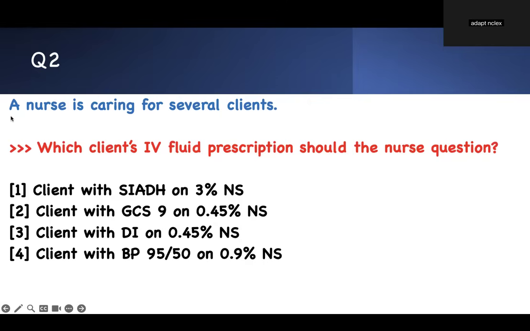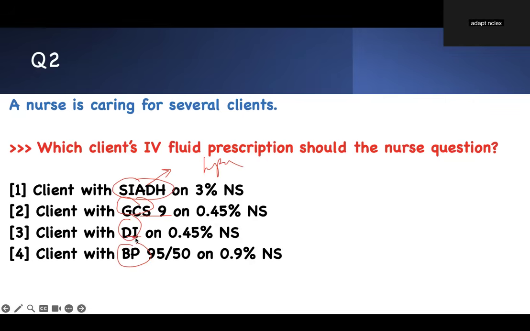So try this question, put down your answer, and let me know. SIADH, what do you think is associated with this condition? GCS of 9, what do you think is associated with that? And diabetes insipidus with low blood pressure. SIADH, that's what? Hyponatremia. And this is due to dilution. A low GCS will have cerebral edema, and we want to use some fluid to take away the edema.